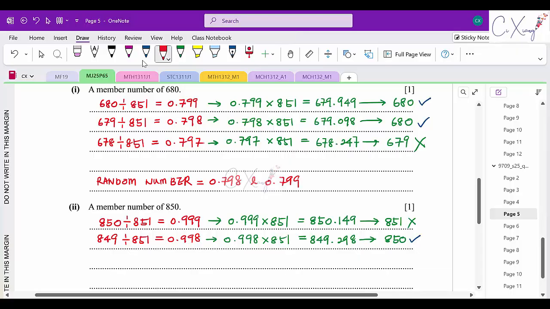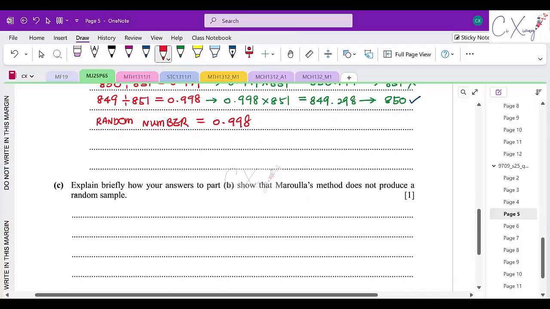So from here, you can see that there's only one random number for the member number of 850, which is 0.998. Okay, so this is how we get the answer for 1 and 2 for part B. Then let's have a look at part C. Now they want you to explain briefly how your answer to part B shows Marola's method does not produce a random sample.